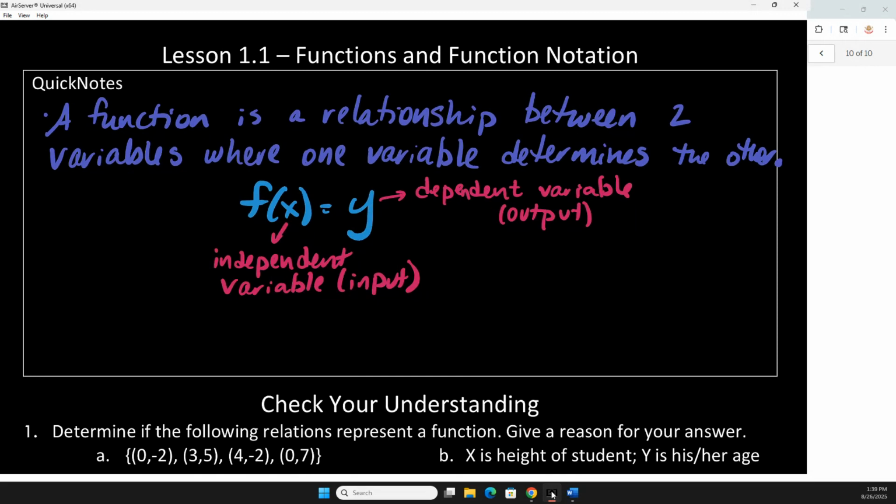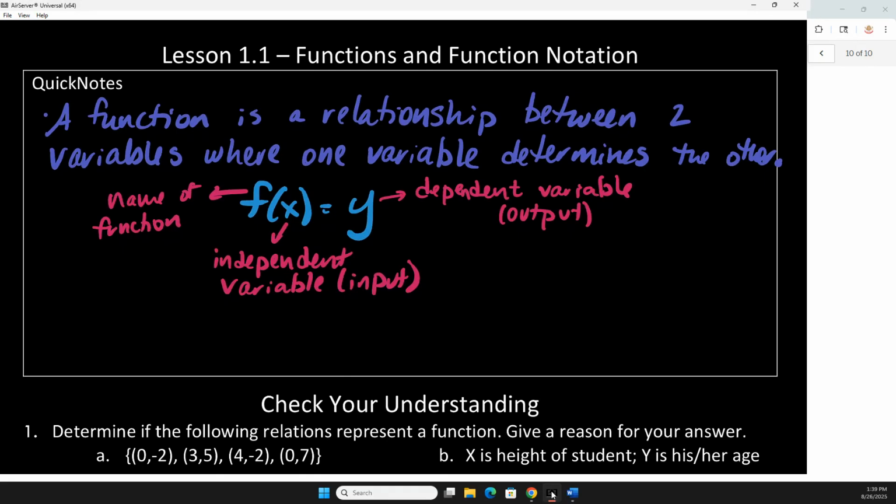Alright, and then F is just the name of the function. So a function can be named F, H, G, can be anything really. Later we're going to have a function called P for people, I guess. So that's just the name.